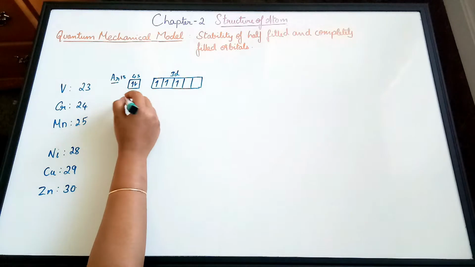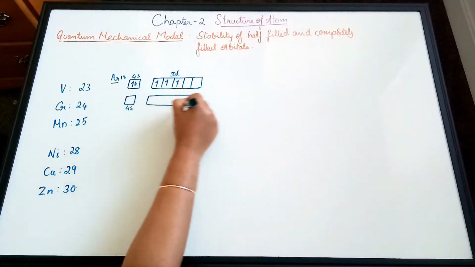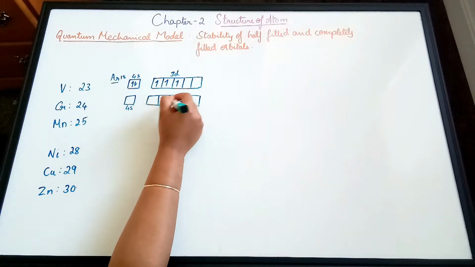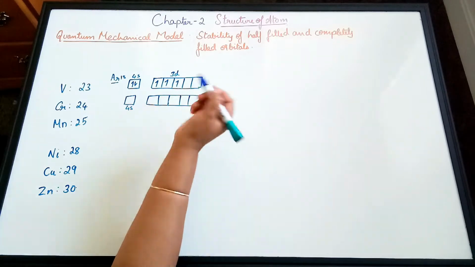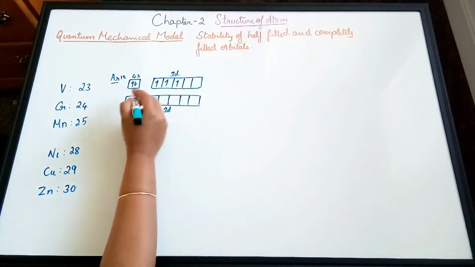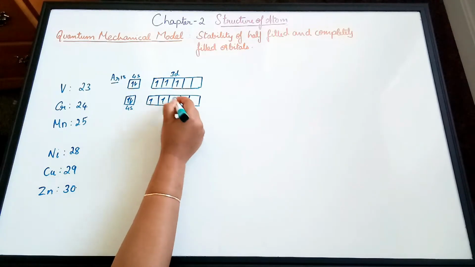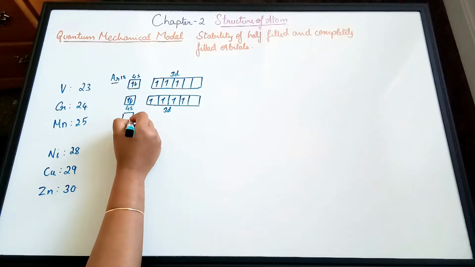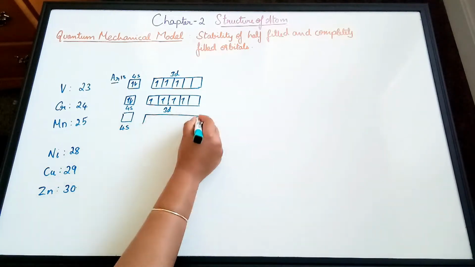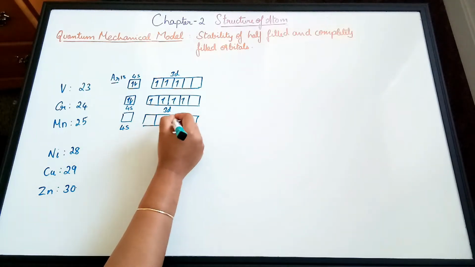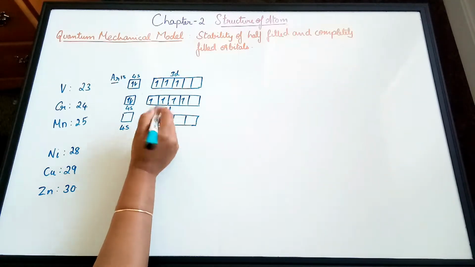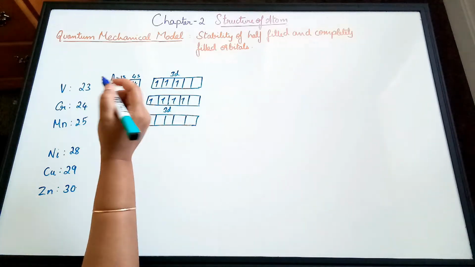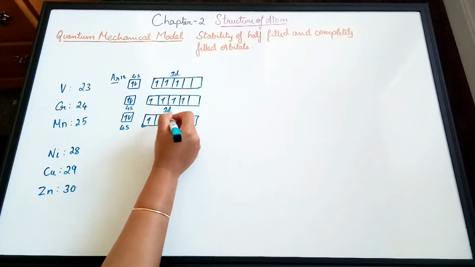Now in case of chromium, because the atomic number is the next one, we need to fill in 6 electrons in 4s and 3d. So 4s, 3d. For the next element, manganese, we will have 7 electrons to fill.